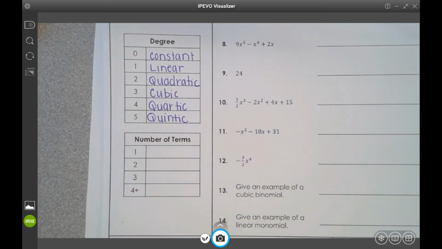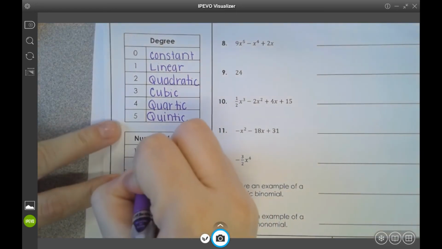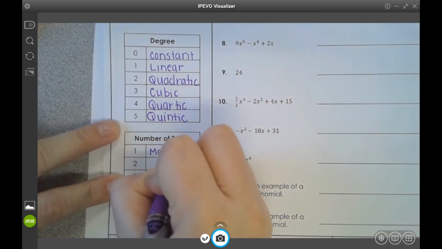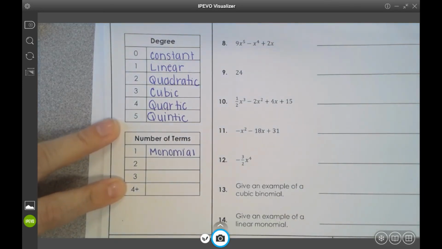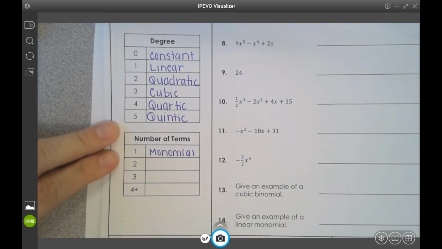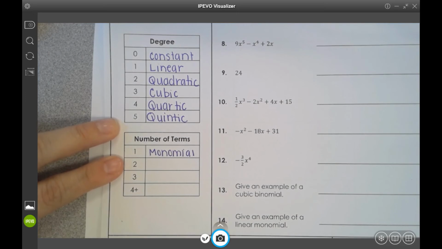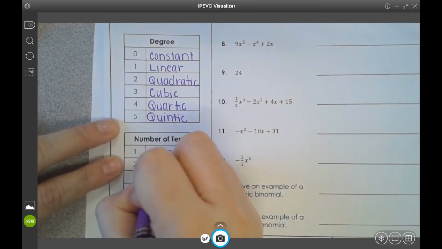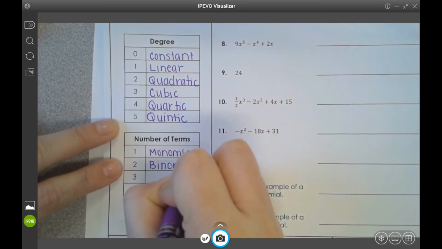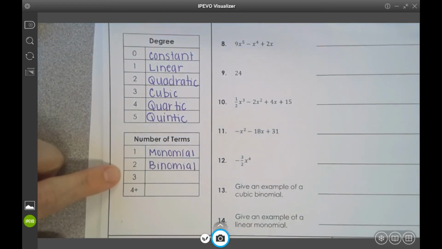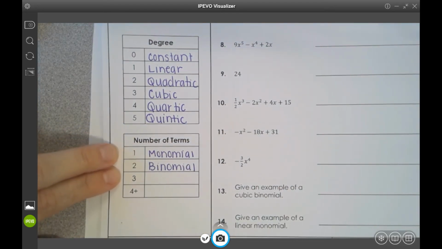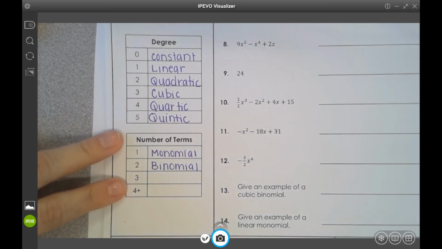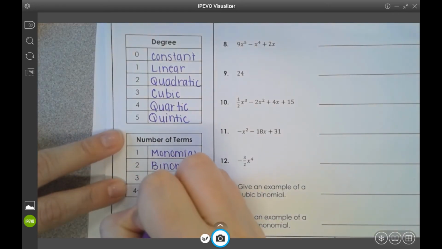So every polynomial has two names. It has like a first name and a last name. First name is its degree. Last name is the number of terms. So if it's just one term, that's called a monomial. Two terms is a binomial. Three terms. Anybody got a guess? Trinomial. Good.